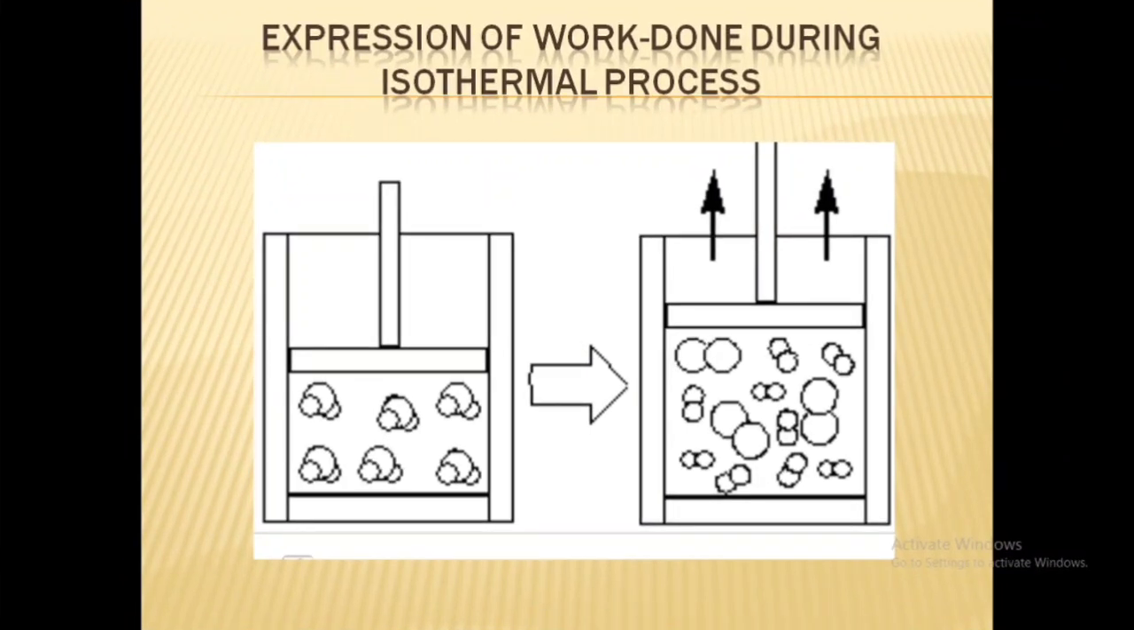Here there are two figures. In figure 1, there is a cylinder having perfect gas and fitted with a frictionless piston. In figure 2, the frictionless piston is pushed upward by the gas. Since the gas pushes the piston upwards, work is done. And since the process is isothermal, we are going to find the work done during the isothermal process.